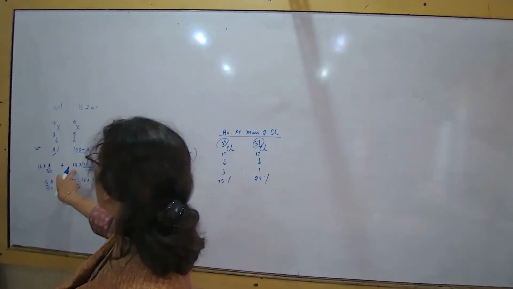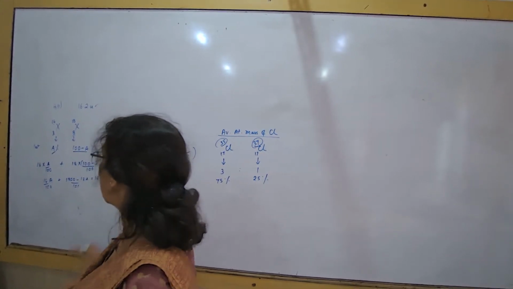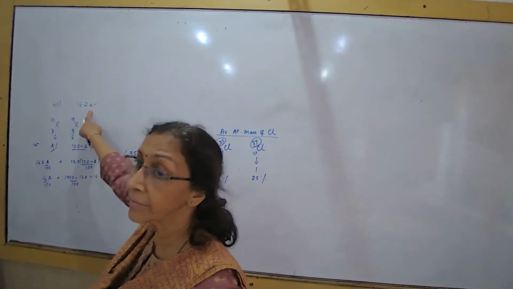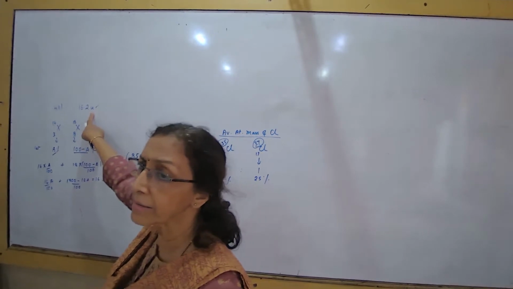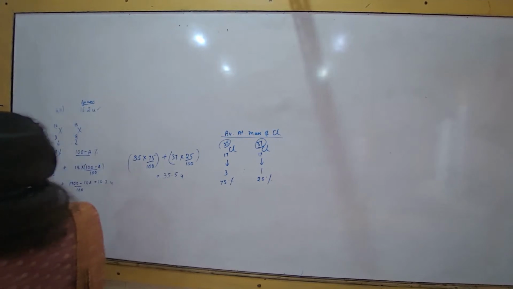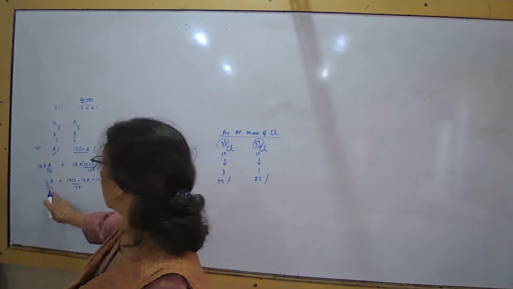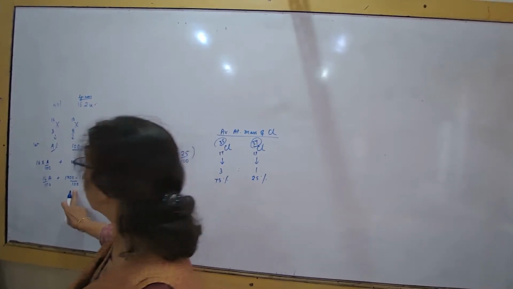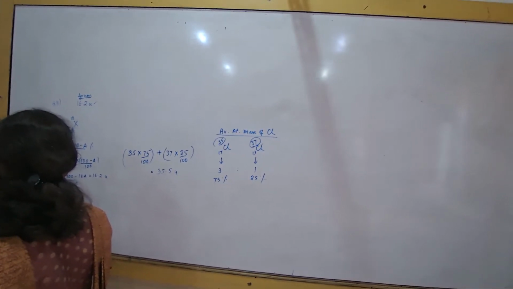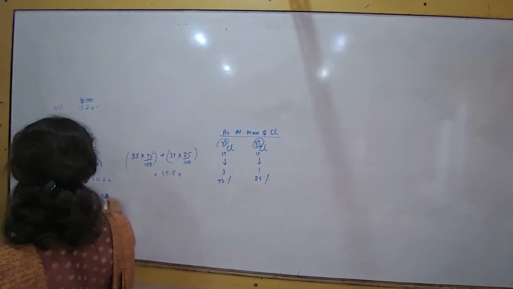You have opened the bracket, no? 1800 minus 18A by 100. And then 16.2, that's given. In the question they have given this. Now it has a common LCM of 100. So what do we do? 16A plus 1800 minus 18A is equal to 16.2 into 100.